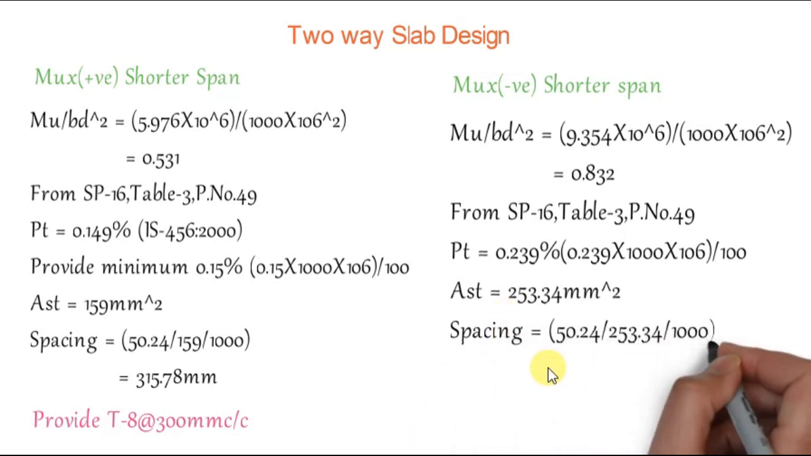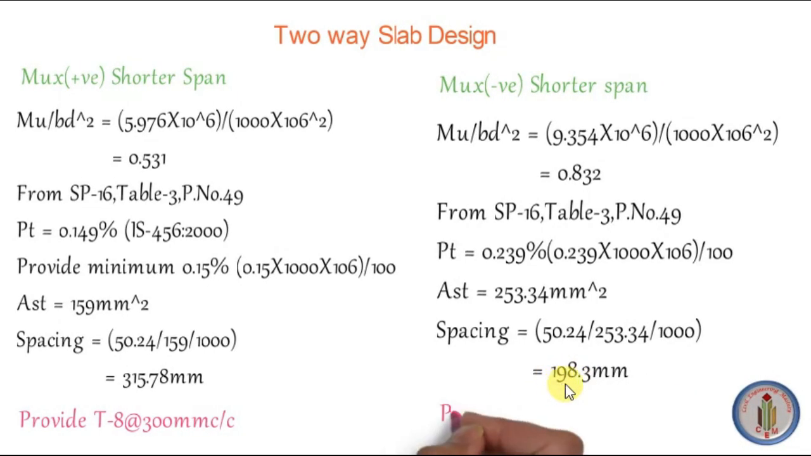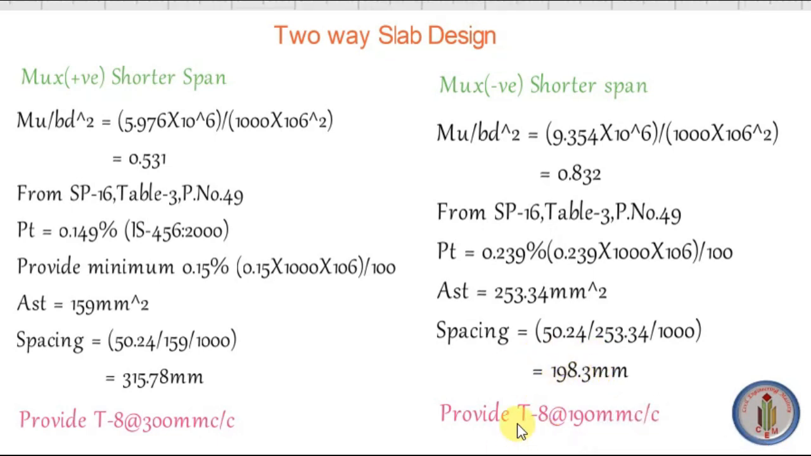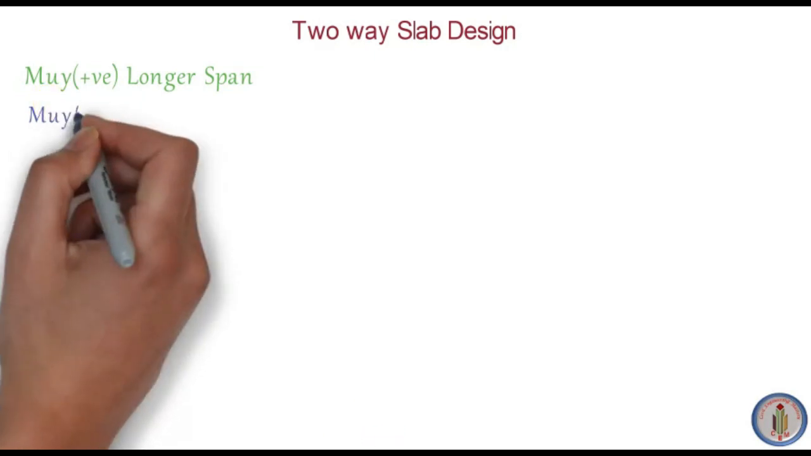Here also we are using the 8 mm dia bar. So we got the spacing as 199.8. So this one we have to make it as a whole number. So we are providing T8 at 190 mm center to center as a negative reinforcement in shorter span. So next we are calculating the positive reinforcement for longer span.